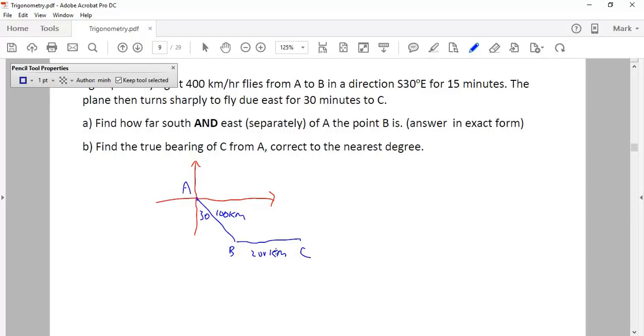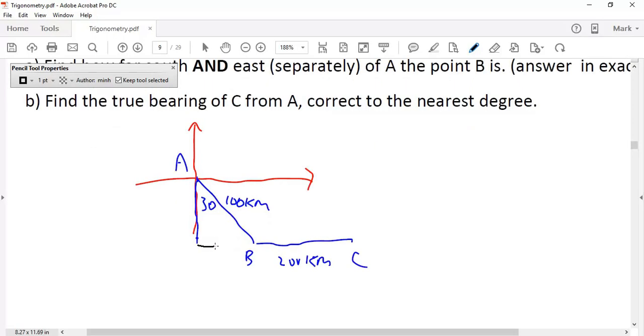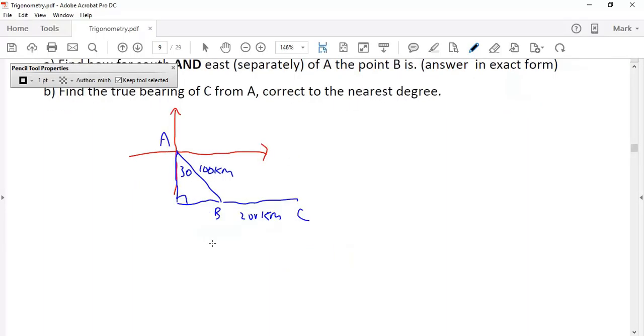Part A of this question wants you to find how far south and east separately of A is point B. So I want you to find this bit there, and then how much it goes across. We have to find them separately. We might call the south bit Y and the east bit X. Now we have our diagram.